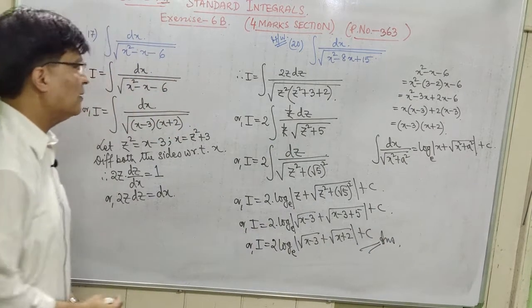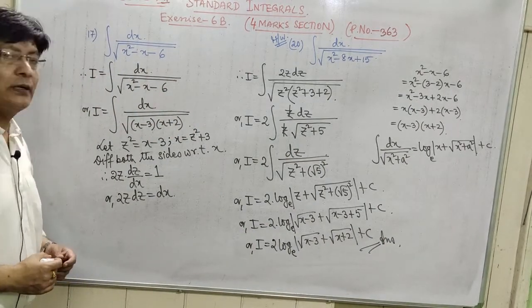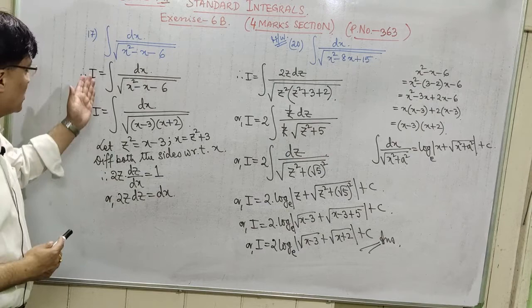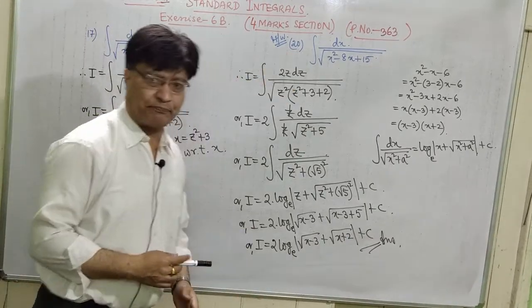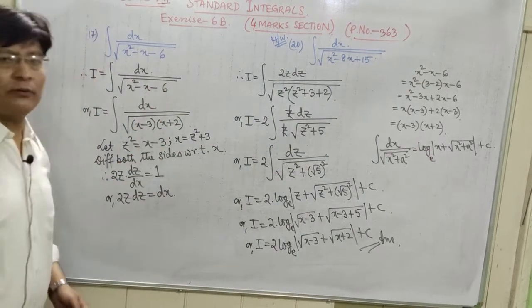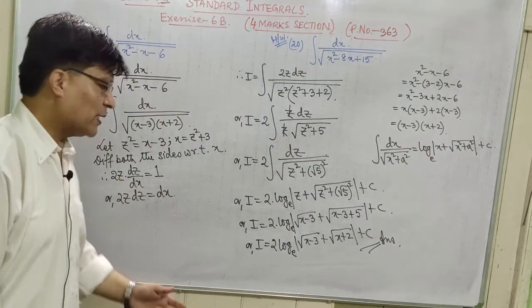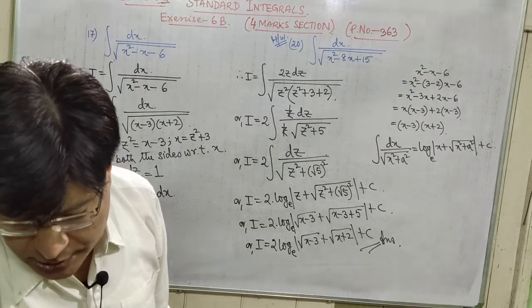So this is the final answer. So I think you have understood it. This question is also very, very important. Similarly, you can do this number 20. So number 20 is your homework. Okay, so you can copy it. Now we'll do the next question.